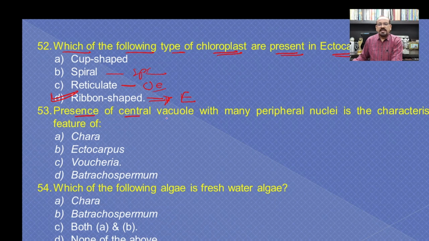Then presence of a central vacuole with many peripheral nuclei is the characteristic feature of which algae? If we see the algae Vaucheria, then all the nuclei present in the thallus are present towards the periphery, while there is a central vacuole in it, and hence Vaucheria becomes the answer for this question. Then which of the following algae is a freshwater algae? Earlier we have seen that the Chara is freshwater and the Batrachospermum is also a freshwater algae, and hence both A and B become the answer for this question.